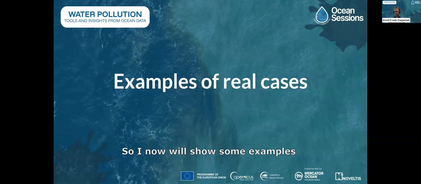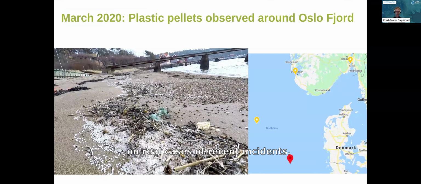So I will now show some examples of real cases of recent incidents. This is showing one incident from 2020. You see the picture is a lot of plastic pellets that was observed on the beaches of Oslo, in the upper right of the map, in April that year. The whole fjord was covered by these plastic pellets. And for some time, it was not known what was the source of this pollution. But there were many candidates, and one of the candidates is the red dot that you can see on the map. But that was 1.5 months earlier.